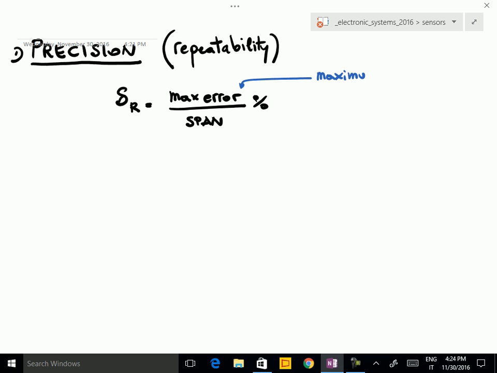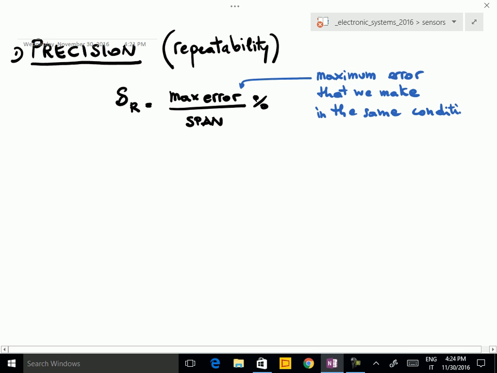Maximum error that we make in the same condition for the same value of the stimulus. So, stimulus.